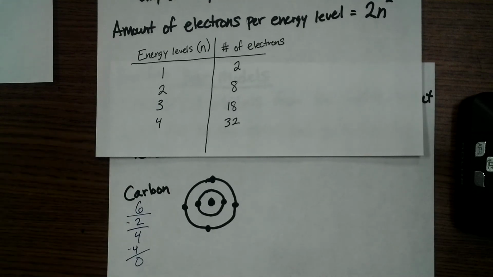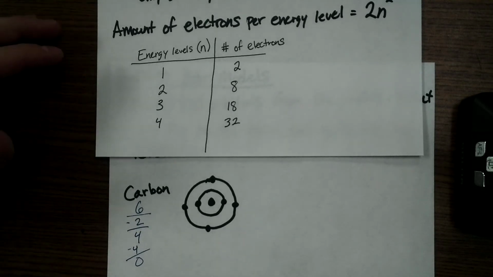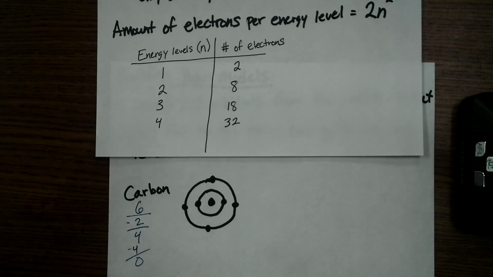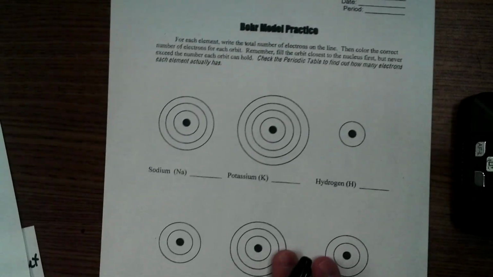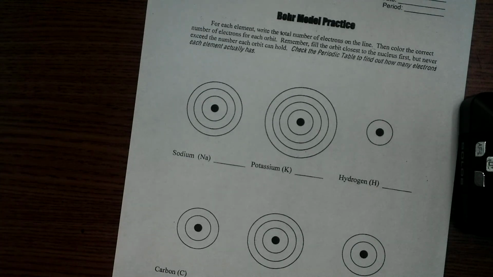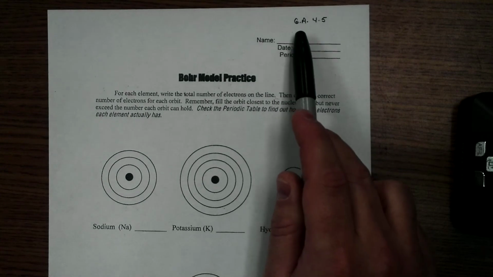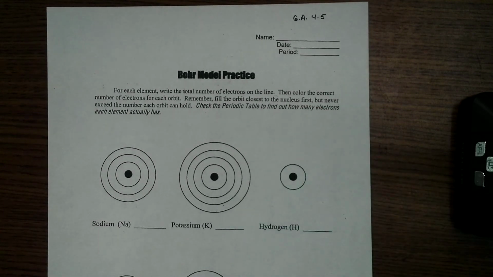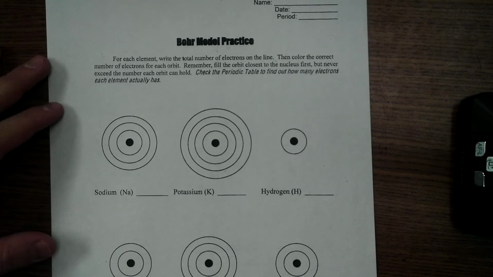Okay, so as we go through with Bohr models, we're going to start practicing Bohr models and drawing new types of atoms and things like that. And your assignment is going to look like this. All right, you'll practice a little bit. It's going to be labeled Bohr Model Practice or GAA 4.5 on Schoology. For those of you that are getting paper copies, you probably aren't watching this, or it'll be sent to you as a paper copy.